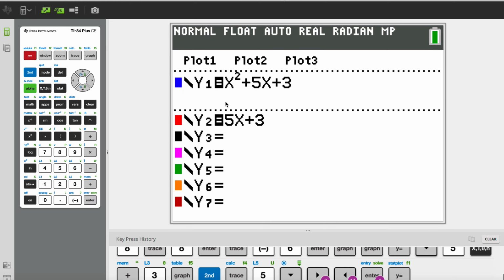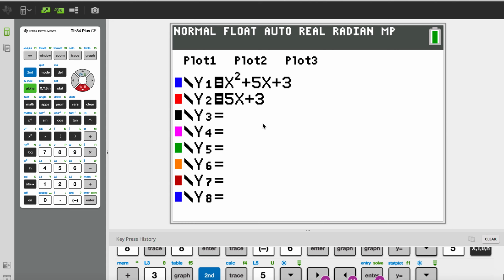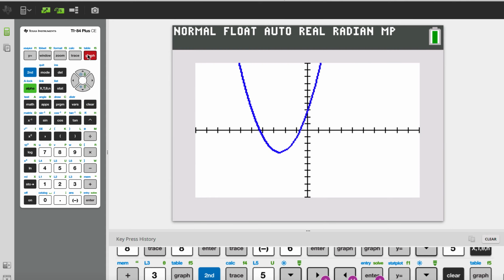So let's delete my linear friend right here because I don't need it for now, since a linear graph doesn't have a minimum point. It goes on forever, unlike a quadratic function. A quadratic has either a maximum point or a minimum point since it's a parabola. So let's clear this first, and let's graph solely our quadratic.